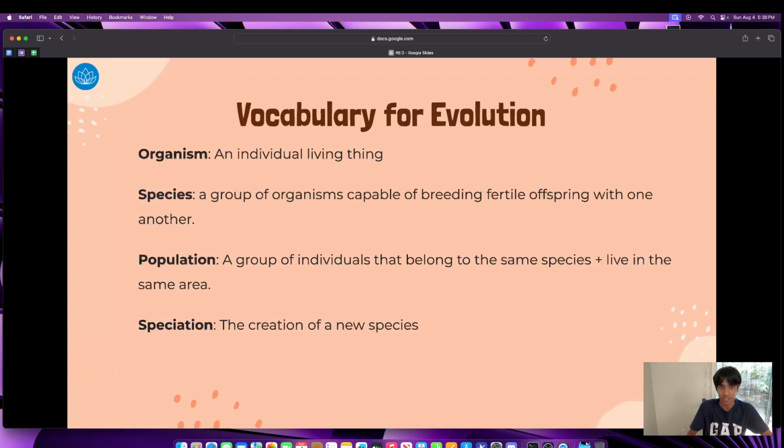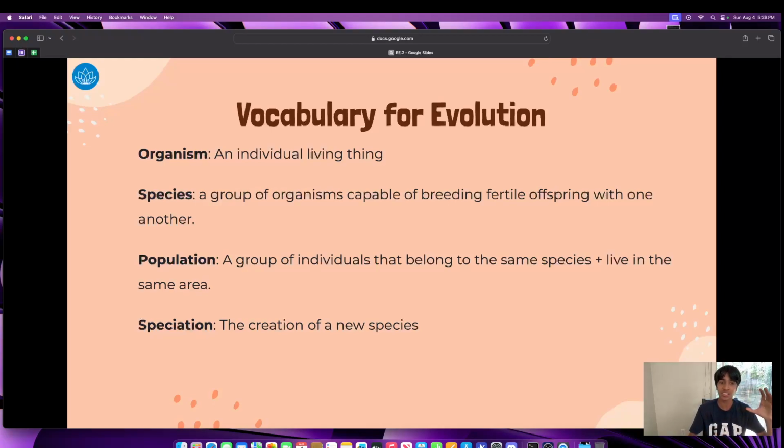So here's the vocabulary for evolution. This is super important. I struggled a little bit with this one, but if you memorize this, it's really easy, and you have to understand it too, of course. So an organism is an individual living thing. Literally, I am an organism. That's an individual living thing.